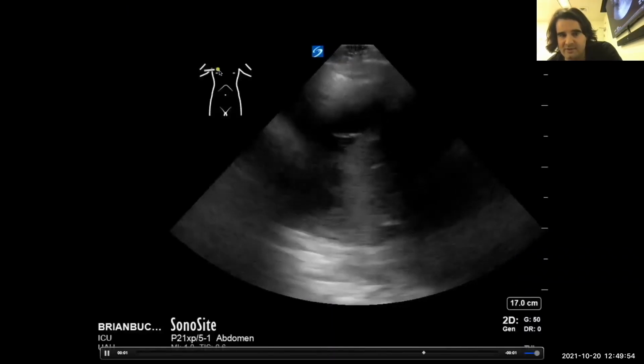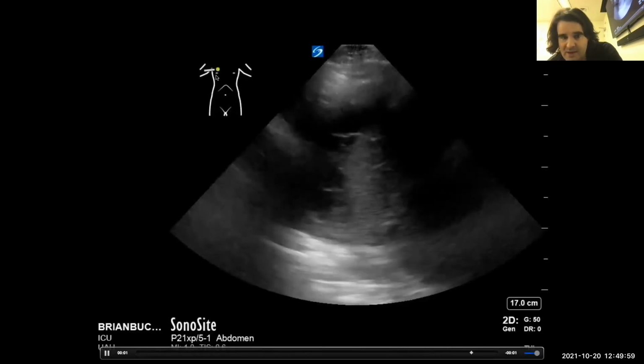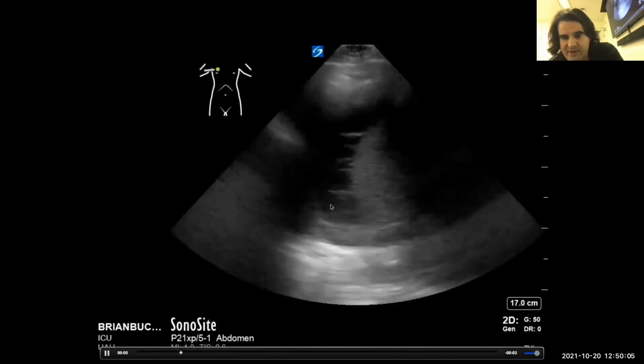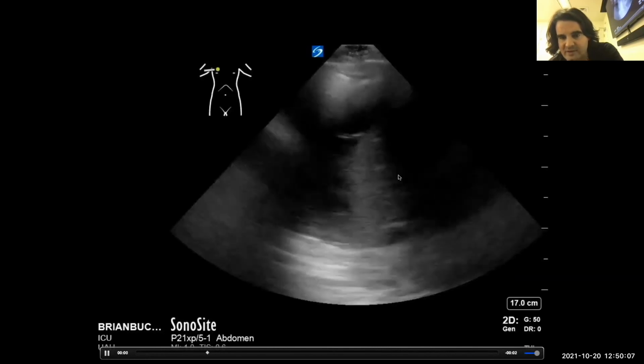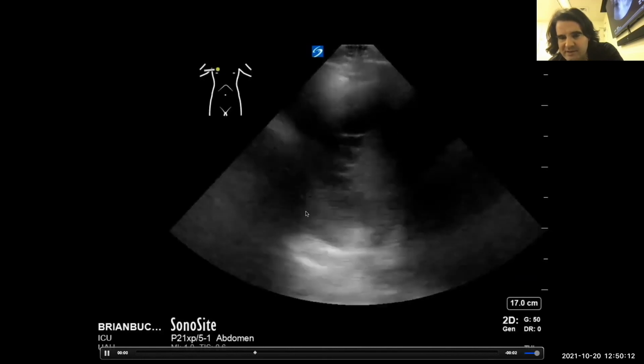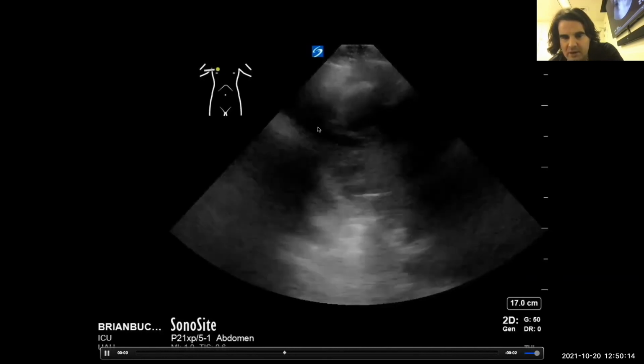And so this is placed exactly where I imaged him, just above the nipple. This is about the fourth interspace, kind of in the mid-clavicular line. We can see here that this looks like liver. There's some fibrin stranding here. The diaphragm's not clearly seen, but I expect it's somewhere around there.